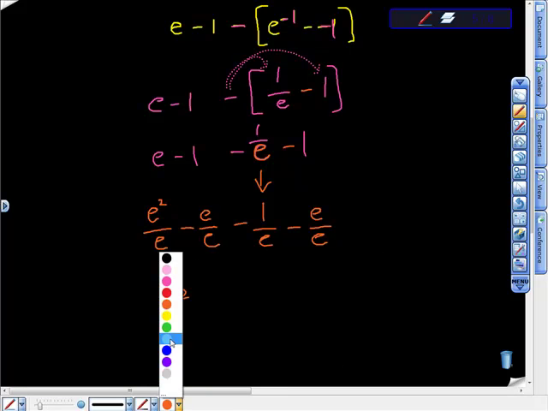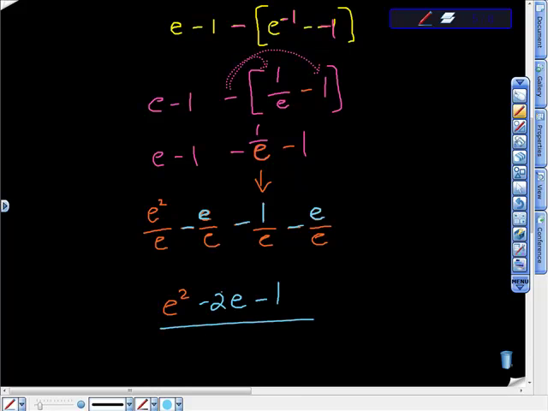I'm going to start gathering like terms. I'm just doing algebra now. Here's negative e up here, and here's another negative e. So that's negative 2 e's. And then this -1 is this one, -1. Remember, we have a common denominator of e, so we don't add these together. We just leave it all over e.